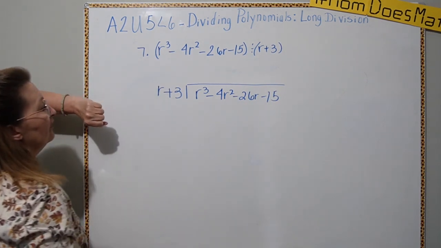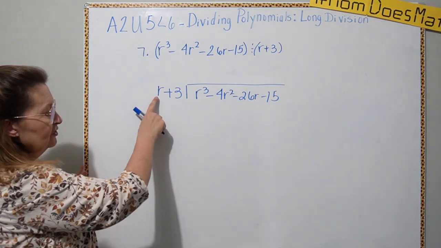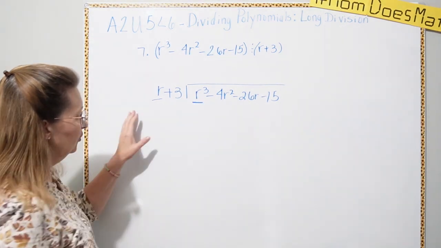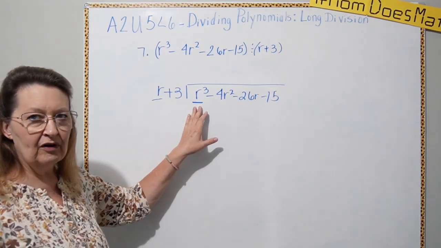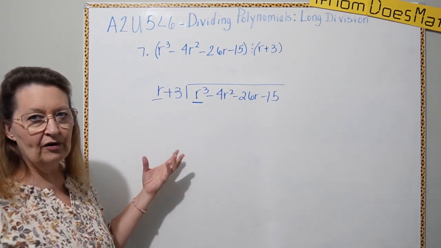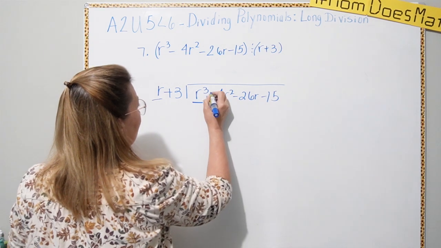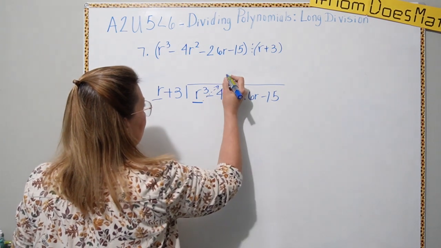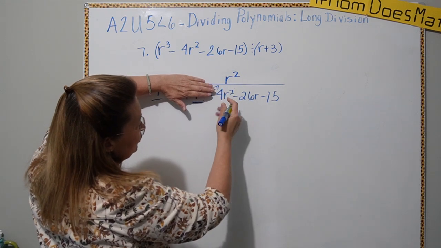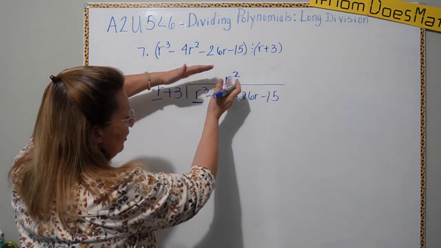Okay, so now we're only going to focus on the first term in our binomial out here, just the r. And I'm going to ask myself, how many times will r go into r to the third? Or better yet, r times what would give me r to the third? Well, r to the second, right? And we're going to slide over and put that number here, just because it's better if your terms match according to exponents. So that's where we're going to start.